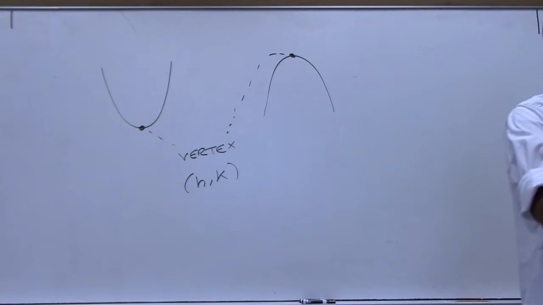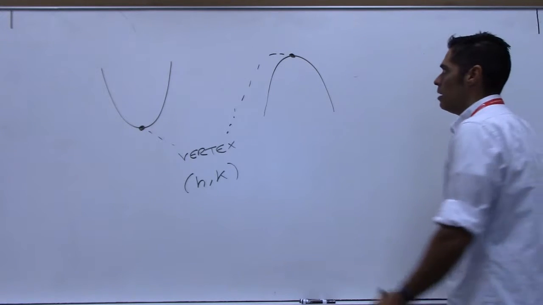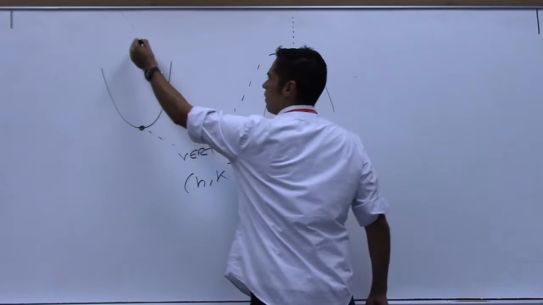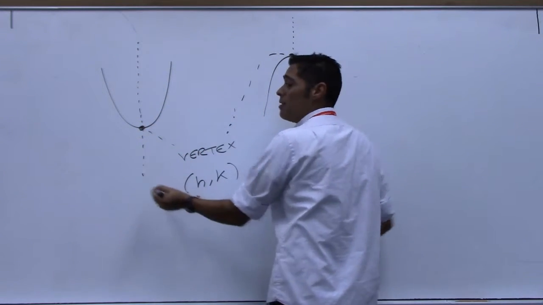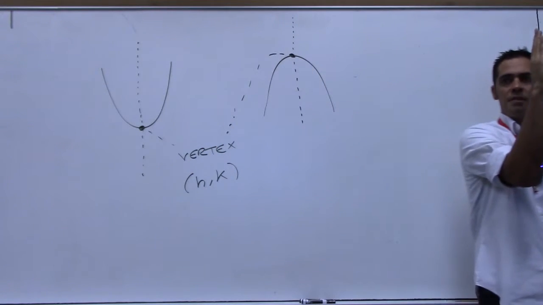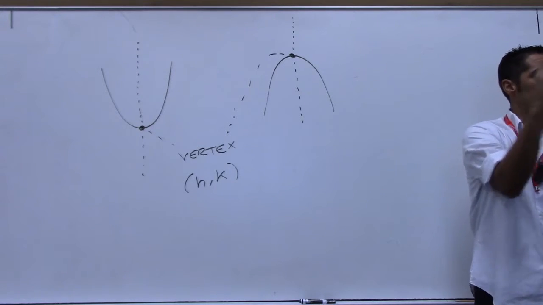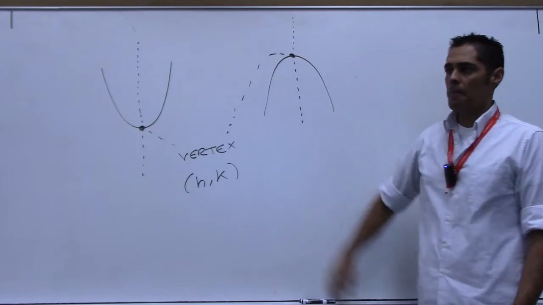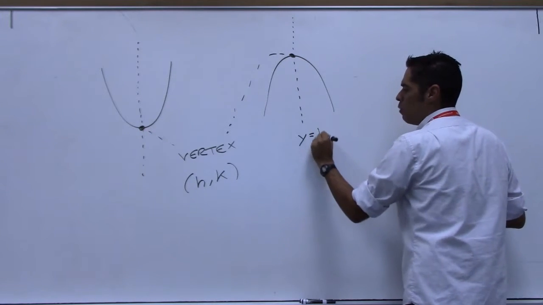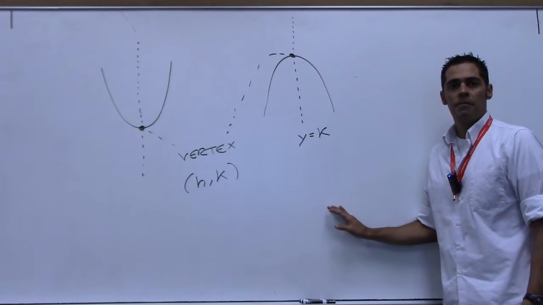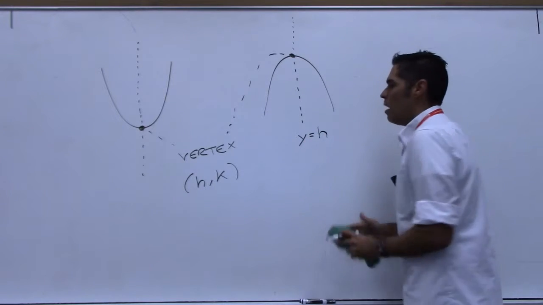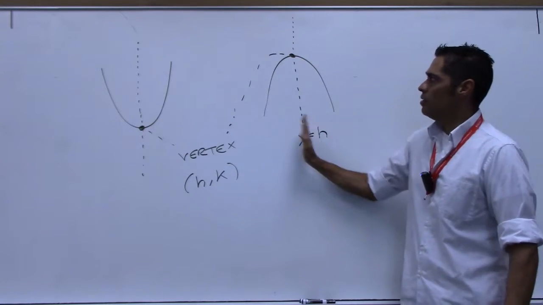All right, all parabolas have an axis of symmetry. An axis of symmetry is a vertical imaginary line. It's not part of the parabola, but if we look at this vertical line right here, that vertical line splits the parabola in half, and the parabola is symmetric there. So reflection like this. And that vertical line has an equation y equals k. I'm sorry, h. X is h. It's always the x value of the vertex, right?